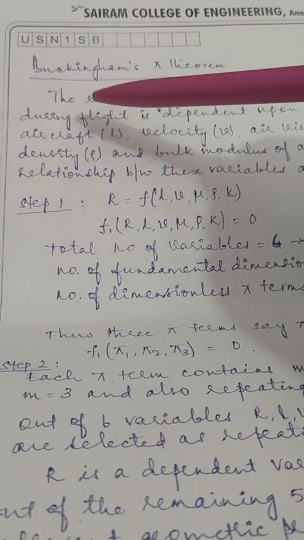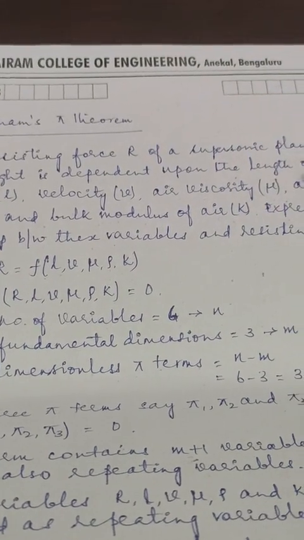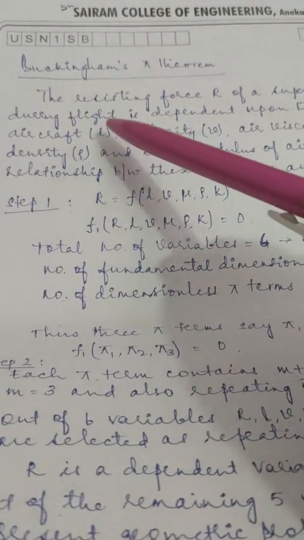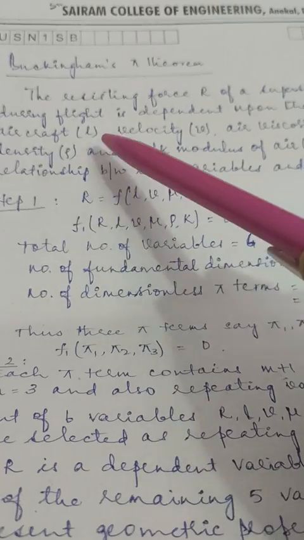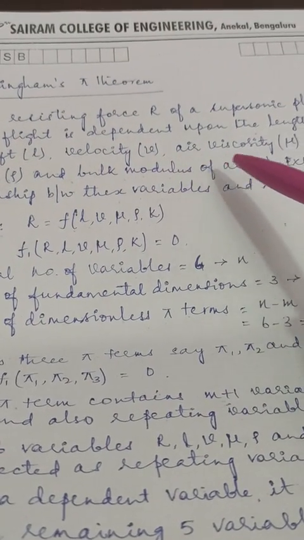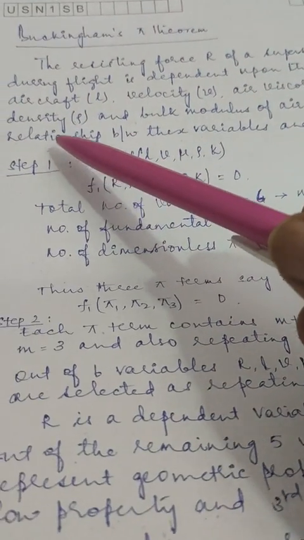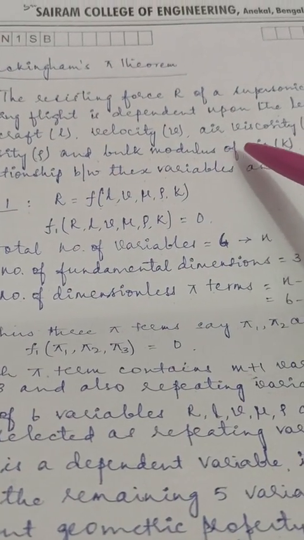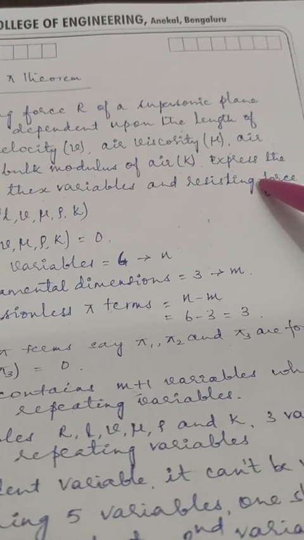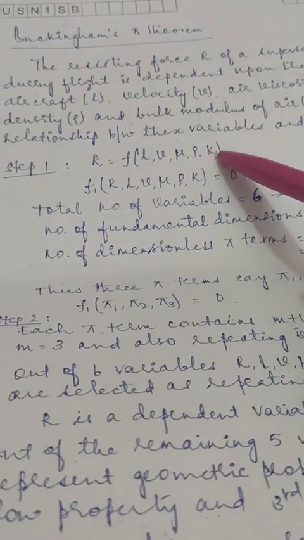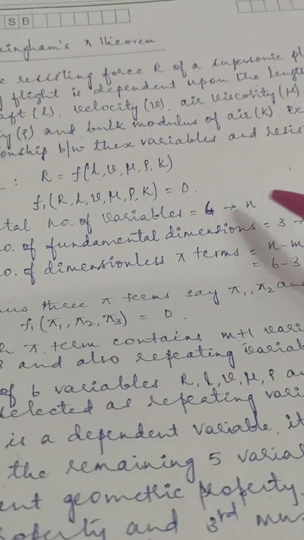The problem states like this: the resisting force R of a supersonic plane during its flight depends upon the length of the aircraft, that is L, velocity V, and the viscosity of the air, that is mu, air density, that is rho, and bulk modulus of the air, that is K. It is asked to express the functional relationship between these variables and the resisting force of the supersonic plane.